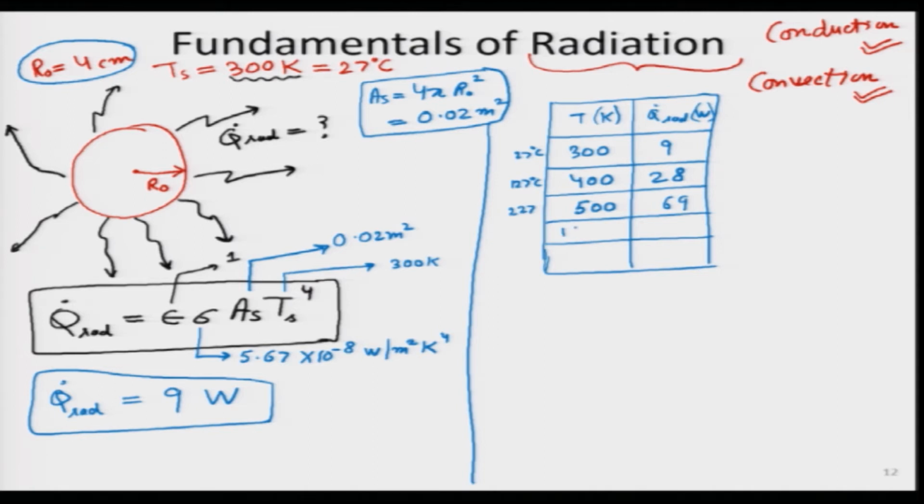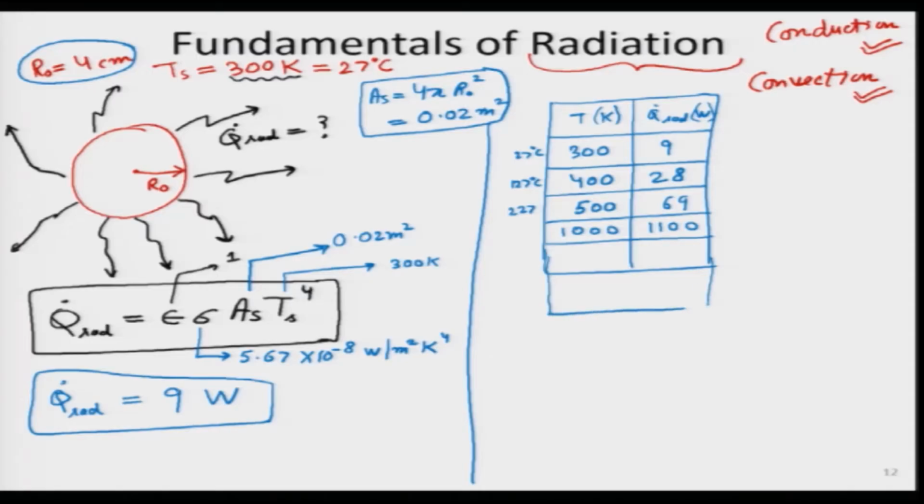Now, let us go to really high numbers. What if its temperature was 1000 Kelvin? And it turns out that the number starts to become quite big now. So, we are looking at 1100 watts. So, that is almost like a 1 kilowatt radiative heater. So, just imagine this small sphere at that temperature loses about 1 kilowatt of heat.